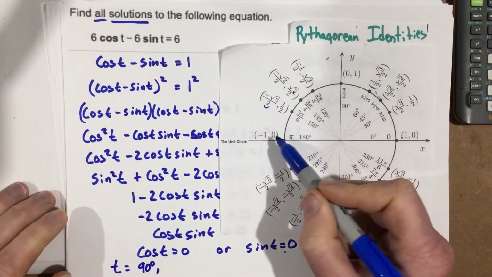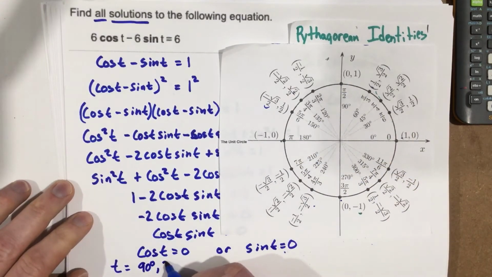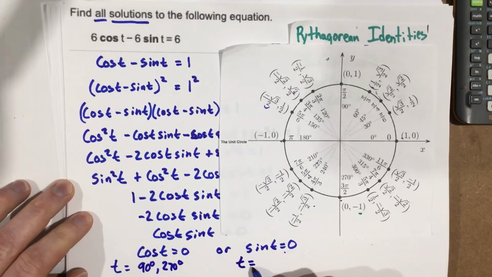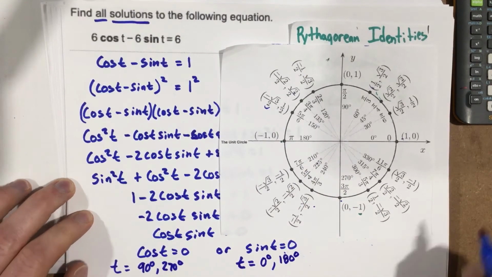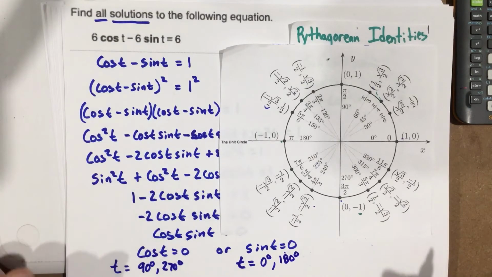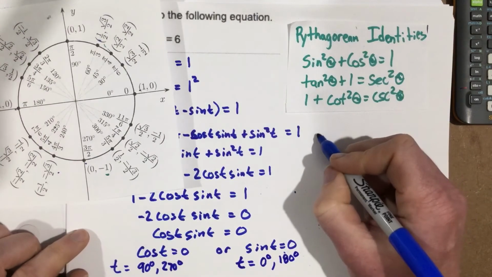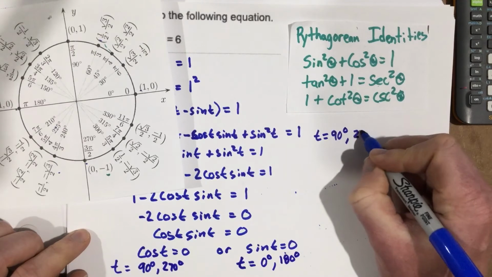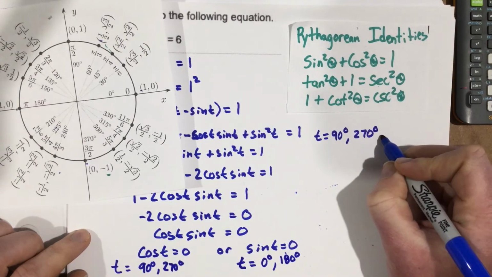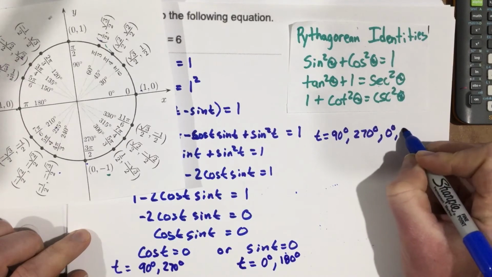I also know it's 0 at 270 degrees. And I also know that sine t is 0, and we're looking for the angle. That's 0 at 0 degrees, and it's 0 at 180 degrees. So once I know those, let's go ahead and write them up here, giving myself a little room. So t equals 90 degrees, 270 degrees, we can say 0 degrees, and we can say 180 degrees.